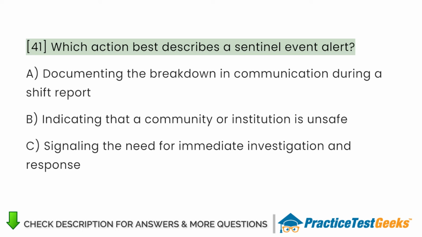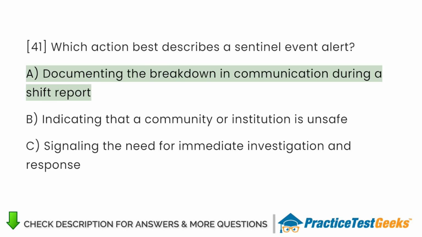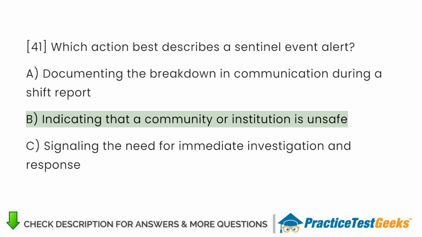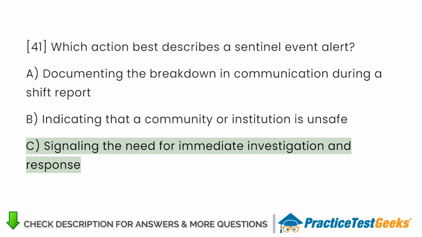Which action best describes a sentinel event alert? A. Documenting the breakdown in communication during a shift report. B. Indicating that a community or institution is unsafe. C. Signaling the need for immediate investigation and response.